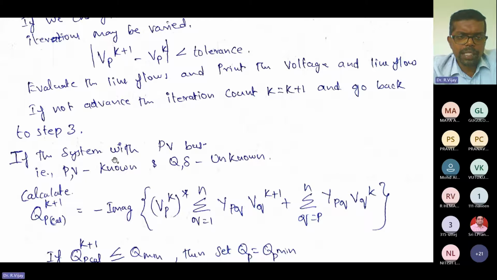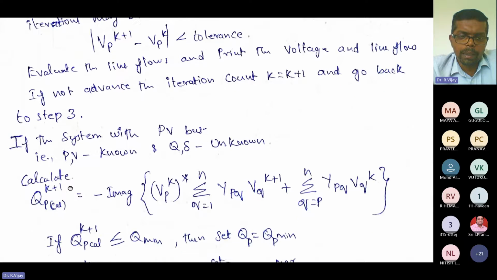This condition applies if the system has a PV bus, that is P and V known and Q and delta unknown. If P and V are mentioned in the problem, then you need to calculate Q and delta. That basics I will give in a video link in the comment section. You just go and watch that. So Q and delta are unknown. In that case, you need to calculate the reactive power K plus 1.